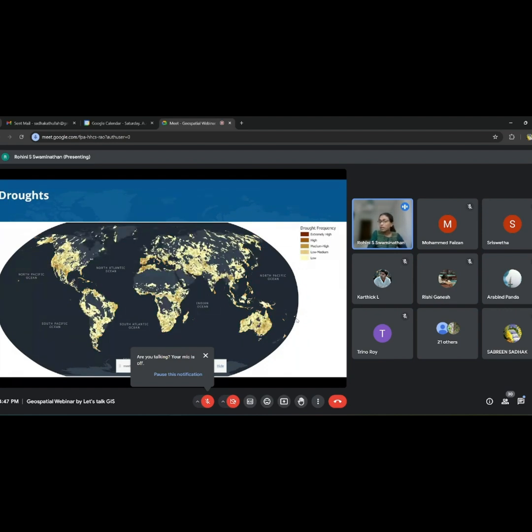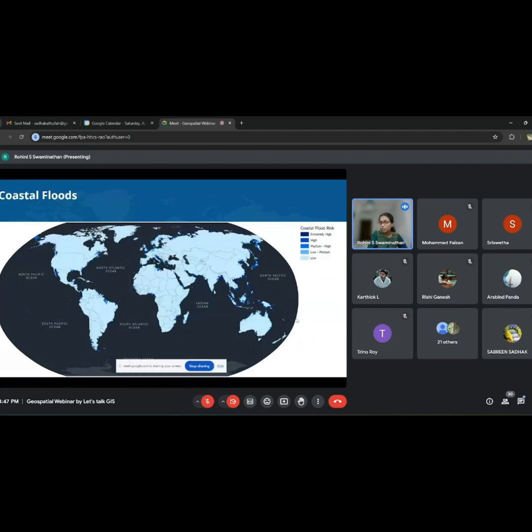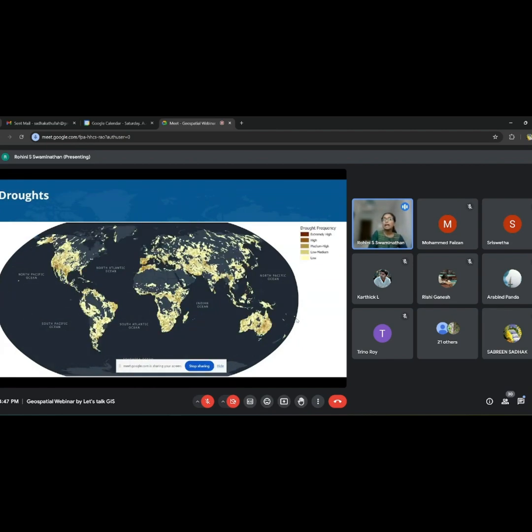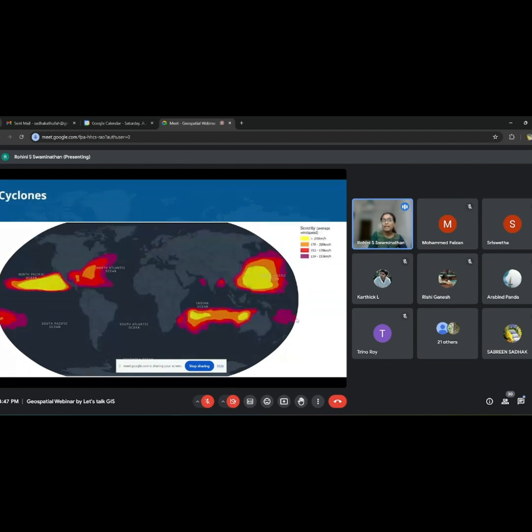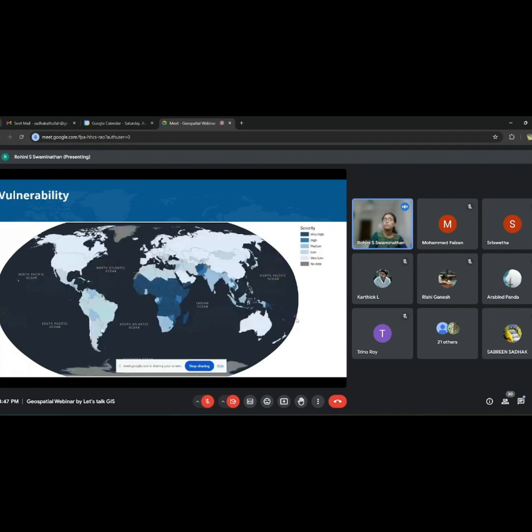We try to understand where droughts could potentially happen, where floods could happen, coastal, riverine, pluvial or fluvial, different kinds of floods. And where cyclones mostly hit around the world, depending on historical data and how severe they could be.